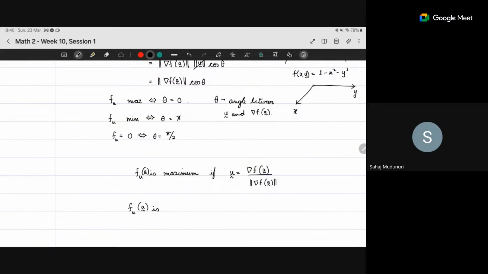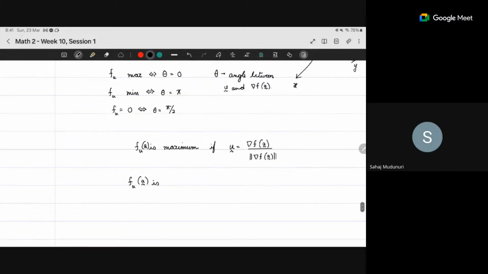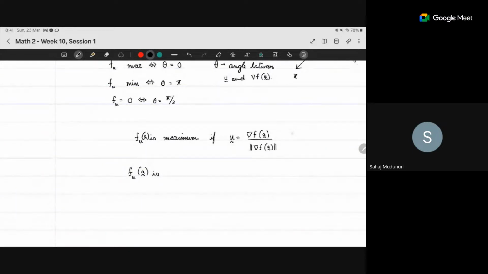Oh, okay, sir. Got it. So this forces u tilde equal to c times gradient, where c is a positive scalar. Then the norm of u tilde would just be the modulus of c, which is c because we are assuming it's positive. But norm of u is 1, so c is 1 by the norm of the gradient if you want the complete proof. But you can just take this motivation. That's more than enough.